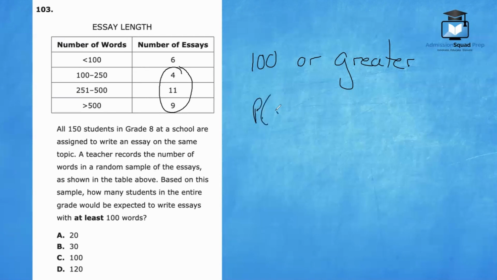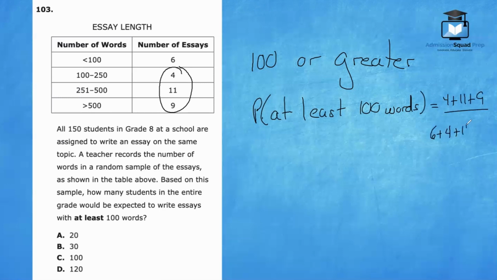So the probability of at least 100 words is 4 plus 11 plus 9 over the total, which is 6 plus 4 plus 11 plus 9. So the probability of getting at least 100 words is 24 divided by 30.